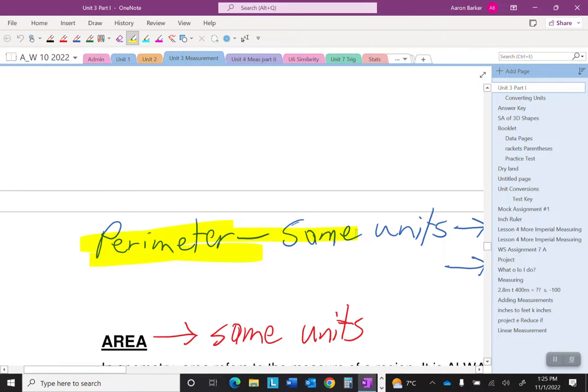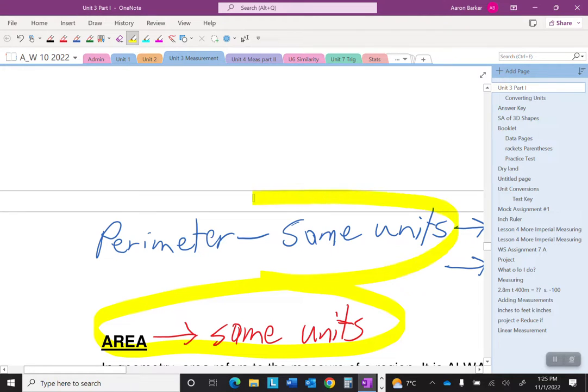Perimeter, same units. Write that down. Okay. So area, before you start doing calculations, you have to be in the same units as well. That's the only similarity between these two. That's it. Okay, nothing else.